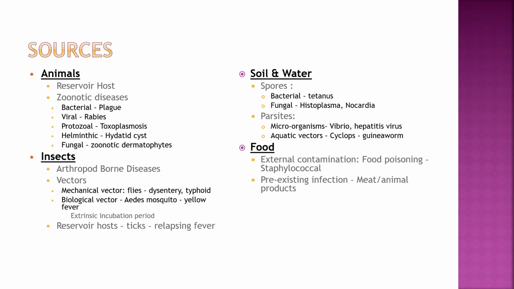Then other source can be soil and water. So bacterial spores can cause tetanus. Then parasites, and microorganisms causing vibrio, hepatitis, viruses. Then food, it can be external contamination, food poisoning or staphylococcal poisoning. Then pre-existing infection, meat, animal products.